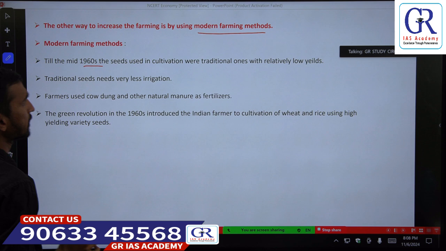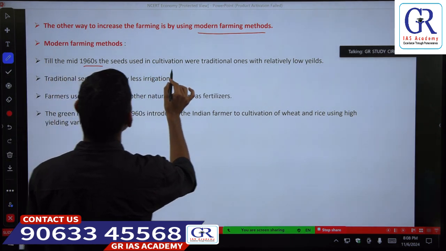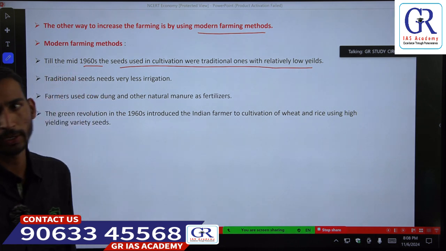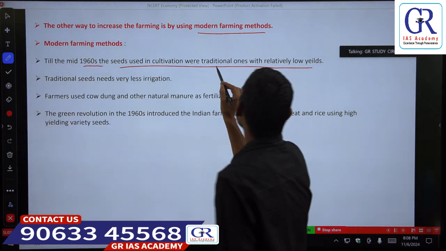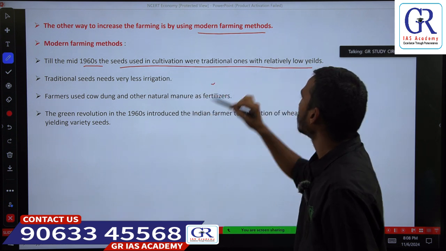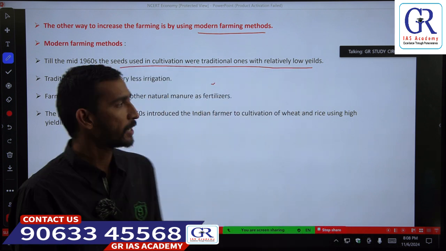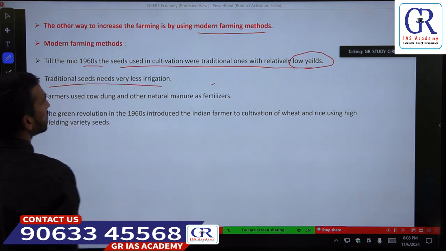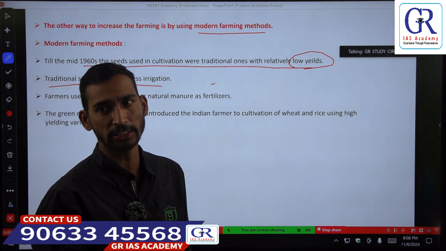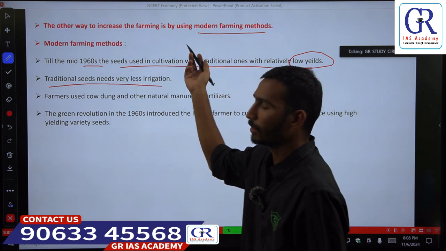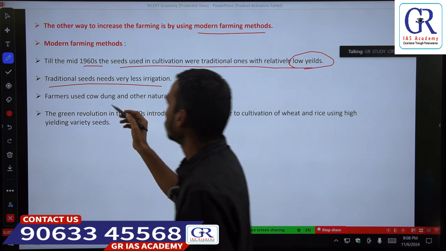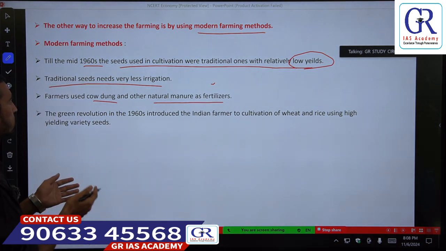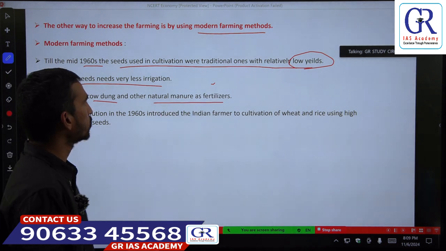In the 1960s, till the mid 1960s, the seeds used in cultivation were traditional ones with relatively low yields. Earlier we used to cultivate traditional seeds, so we had low yields, that means low productivity. Traditional seeds need very little irrigation, that means irrigation facilities are not as much required as compared to modernized seeds. Also, farmers used cow dung and natural manure as fertilizers.